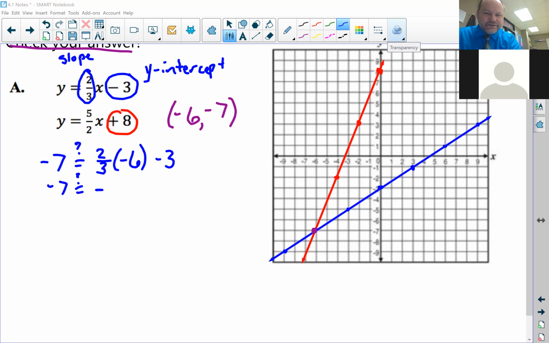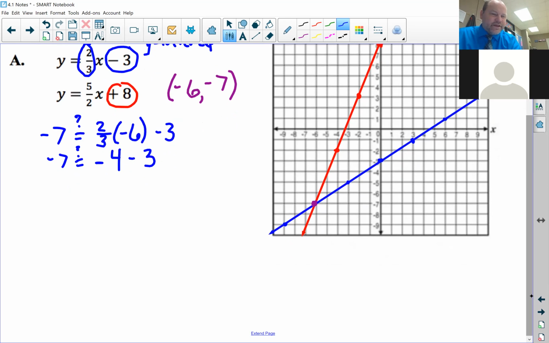Yes, excellent. Several good responses in the chat. -4 is the answer. And so then if I take -4 and subtract 3, I do get -7. And to show that my check is done, I always put a check at the end. You'll notice because both sides are equal, I don't put the question mark over the top of the equal sign anymore. So -7 equals -7.